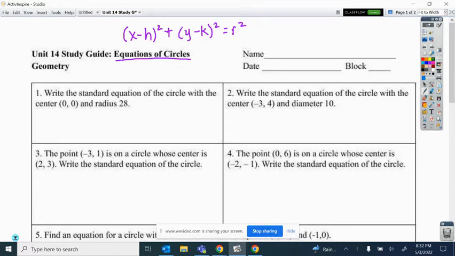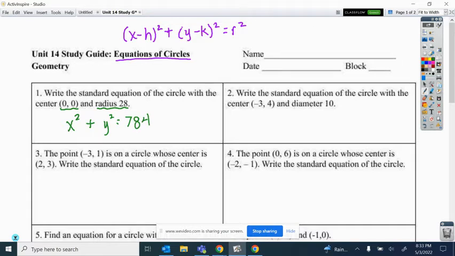So in the first one, writing out the standard equation for our circle, given a center and given a radius. With my center at 0, 0, those are the values that we're going to be using to replace the h and the k. So lucky for us, x minus 0 is just x squared, plus then the y minus 0 is y squared, equals on that other side our r squared, 28 squared, puts us at 784.